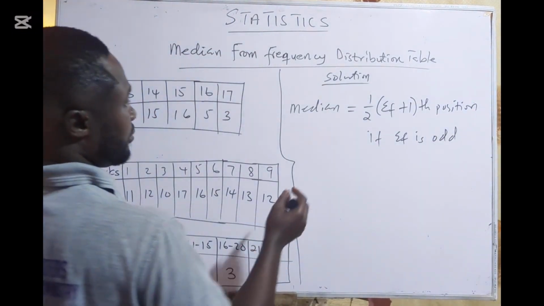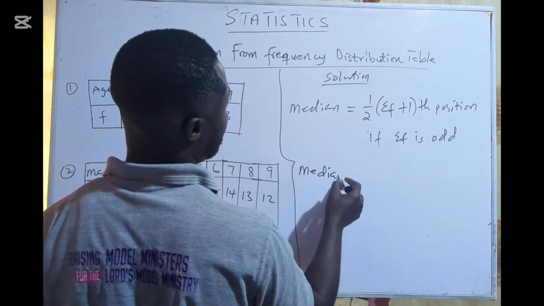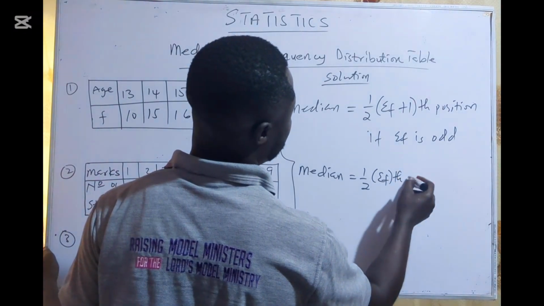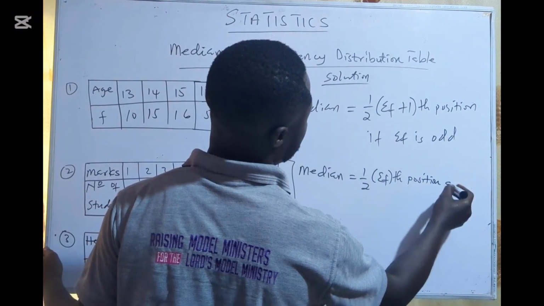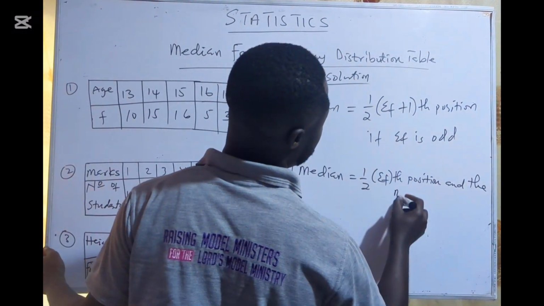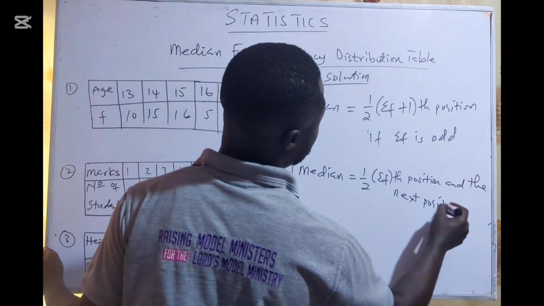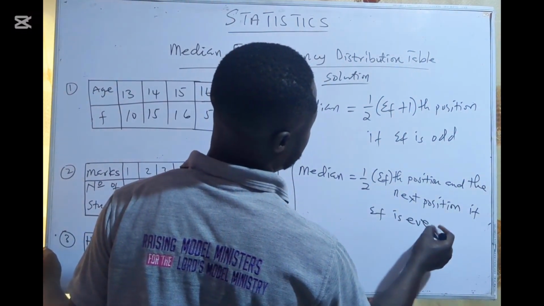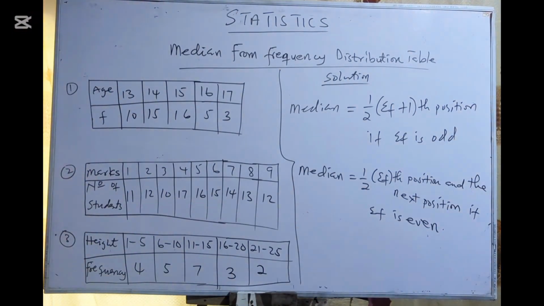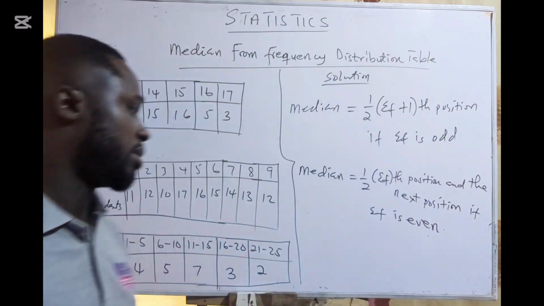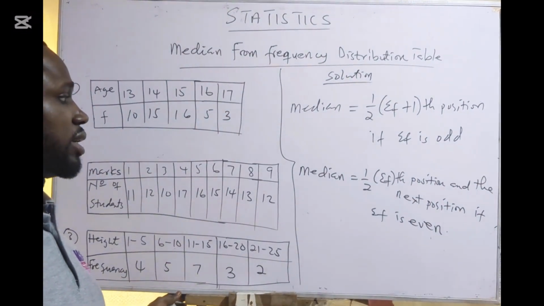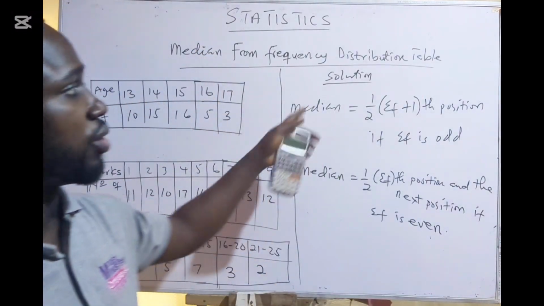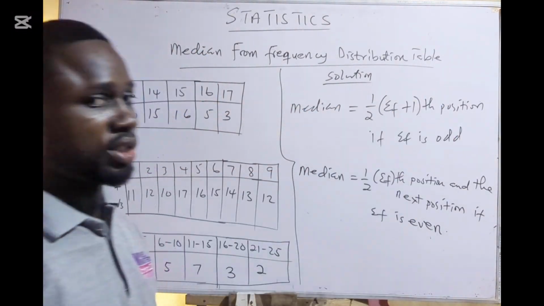If it is even, that is where two numbers will be in the middle. So half of sigma f position and the next position. If sigma f is even, two numbers will be in the middle. So this becomes your formula: half of the total frequency position, and the next position. If it is odd, you add 1 to it, and that particular position will be your median.